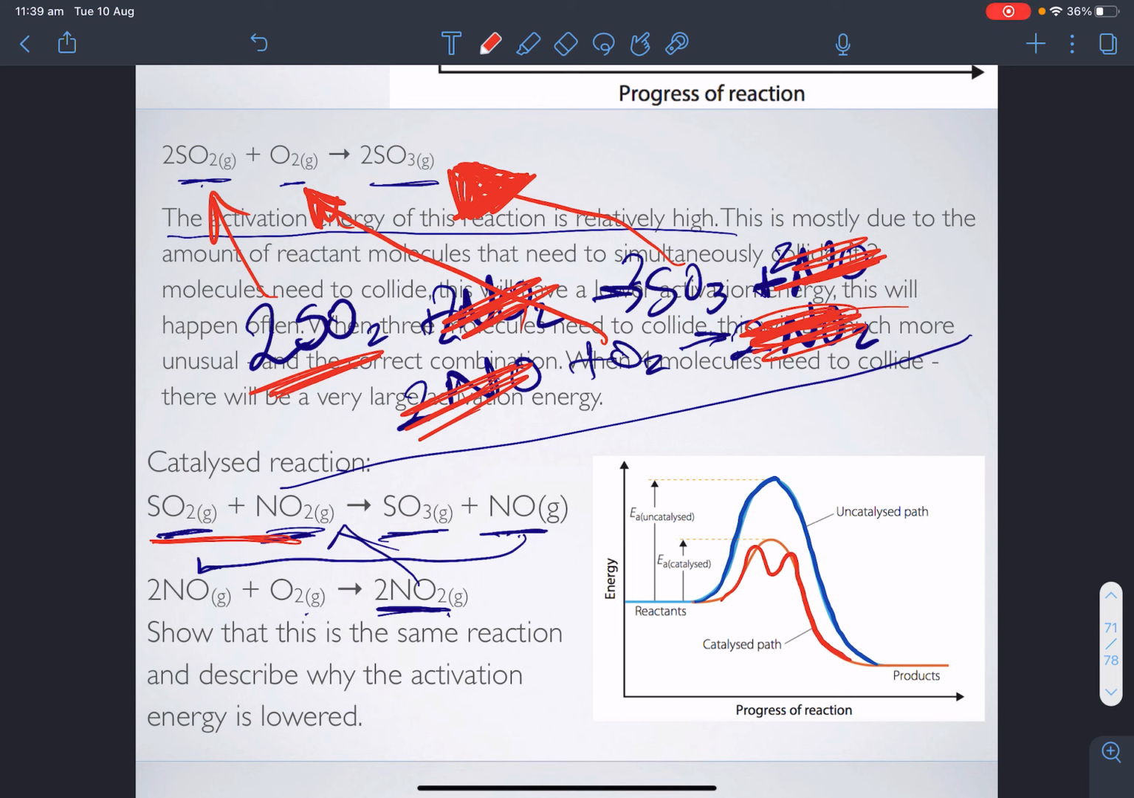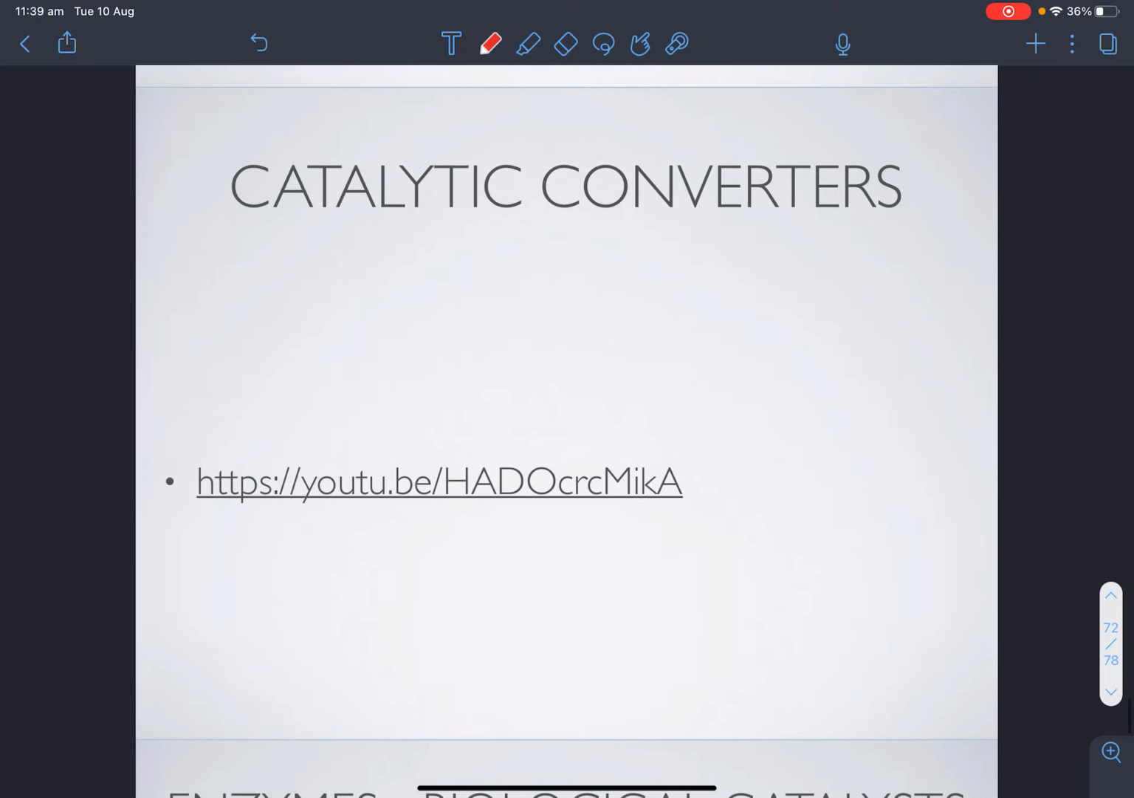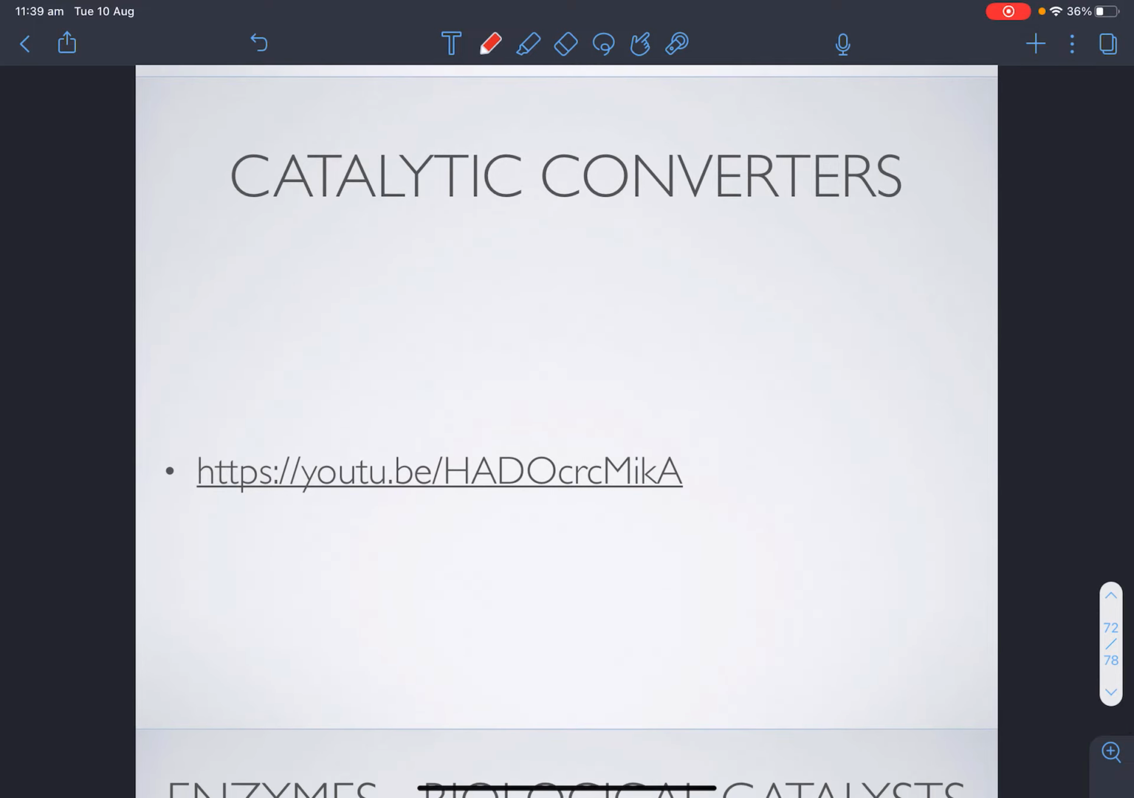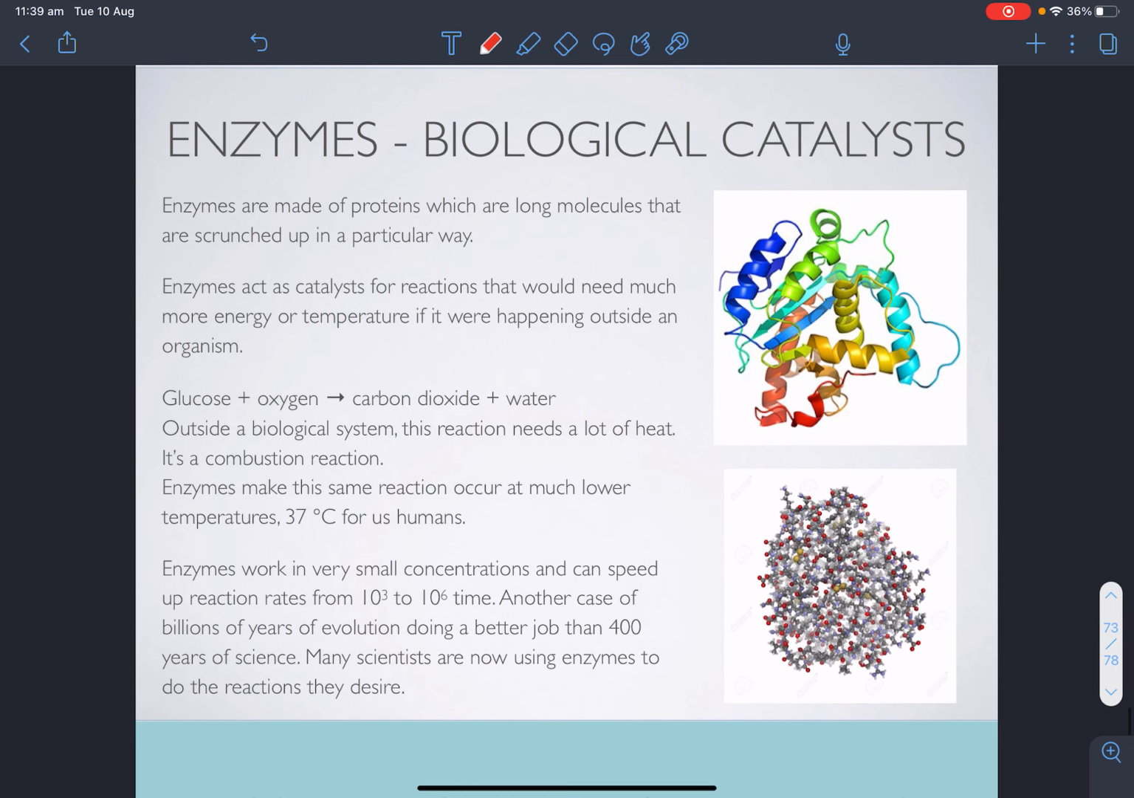So this catalyzed way, we're getting to the same products, starting with the same reactants, but going in a more energetically favorable way because it's lower energy. You can watch that video on catalytic converters and how they do catalysis as well. Ooh, catalysis, I haven't talked about that word yet.